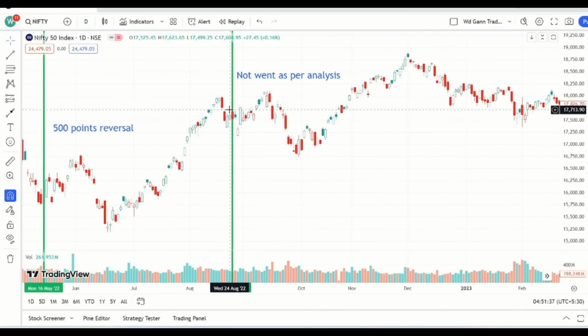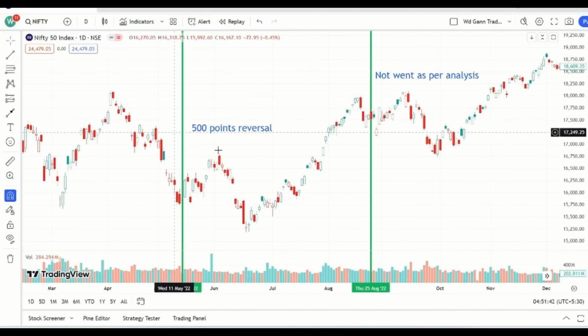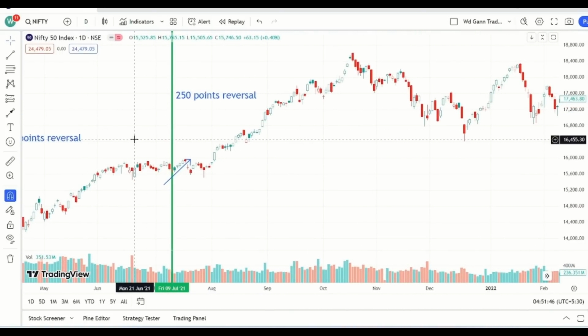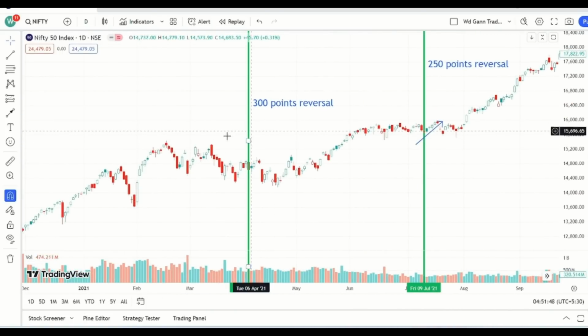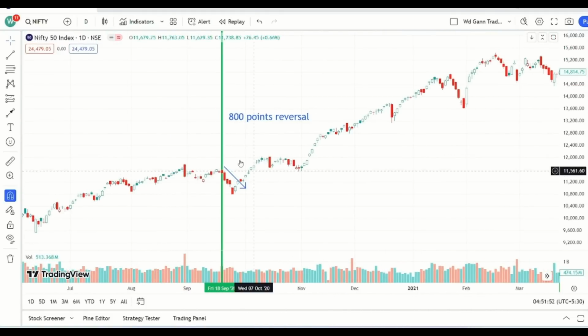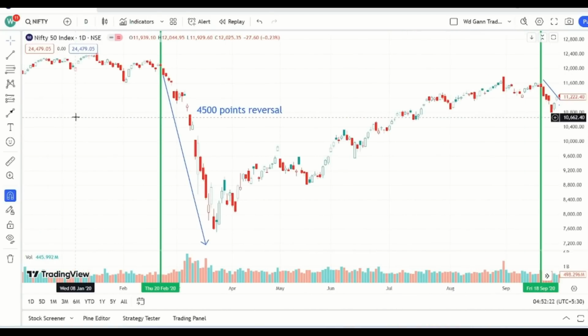Here we can see that it did not go as per the analysis. Let's go more back in the past. Here we got 500 points reversal. Here we got 250 points reversal. Here we got 300 points reversal. Let's go more back in the past. Now here you can see that we got 800 points reversal. Here you can see that exactly after the date 18 September 2020 it started the reversal. Now let's go more back in the past.